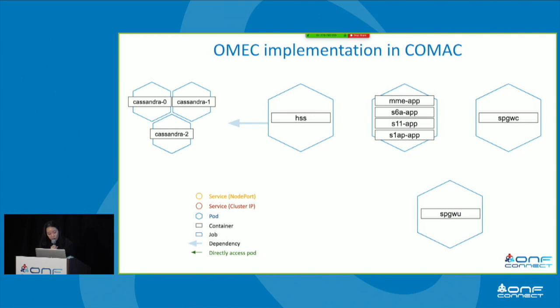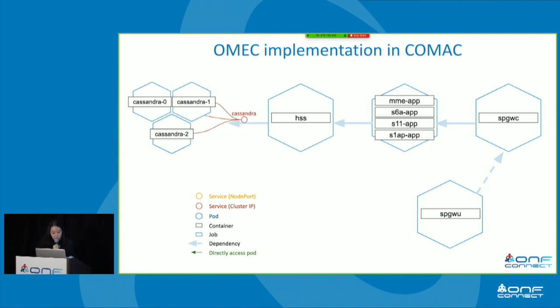And all pods have dependencies on other pods. For example, HSS has a dependency on Cassandra, MME has a dependency on HSS, and SPGW-C has a dependency on MME. These dependencies are specified in the pod spec. SPGW-U also has a dependency on SPGW-C, but they can be deployed on separate clusters like edge and central, so we didn't specify that dependency in the pod spec. So the admin has to manually resolve that dependency.